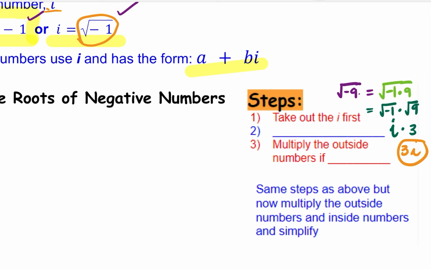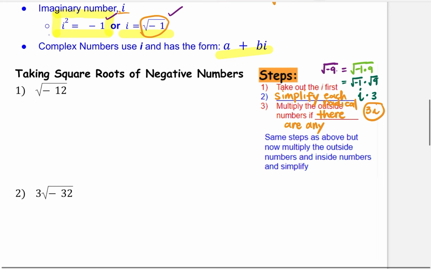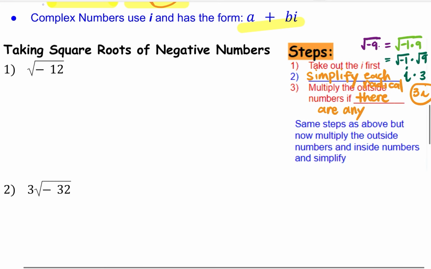Now, the next step that we are going to do, number 2, is to simplify each radical. And then number 3 is to multiply the outside numbers, the whole numbers, if there are any. So let's use these steps as we try and solve these examples on the left hand side.